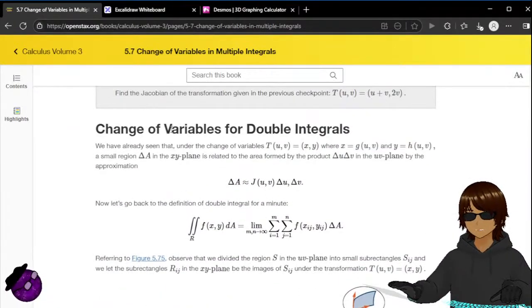Change of variables for double integrals. I've already seen another change of variables. T(u,v) = (x,y). A small region delta A in the xy plane is related to the area formula by the product delta u delta v in the uv plane by the approximation this.